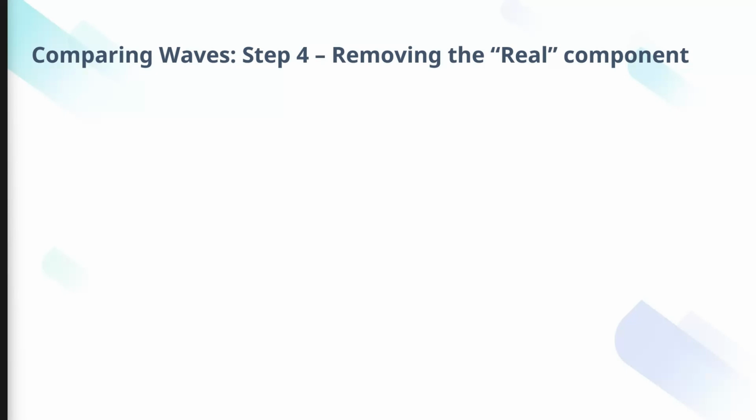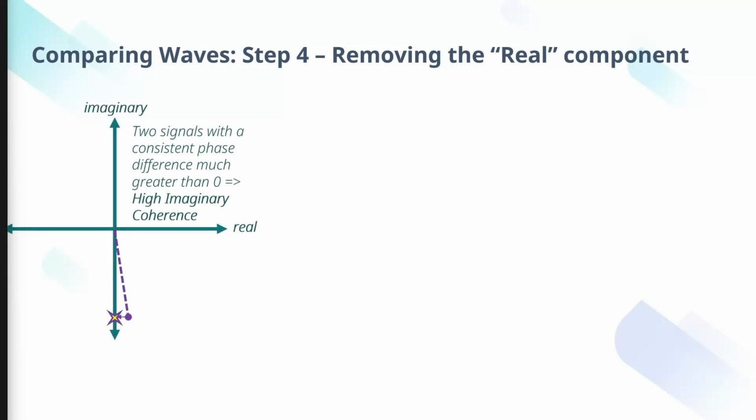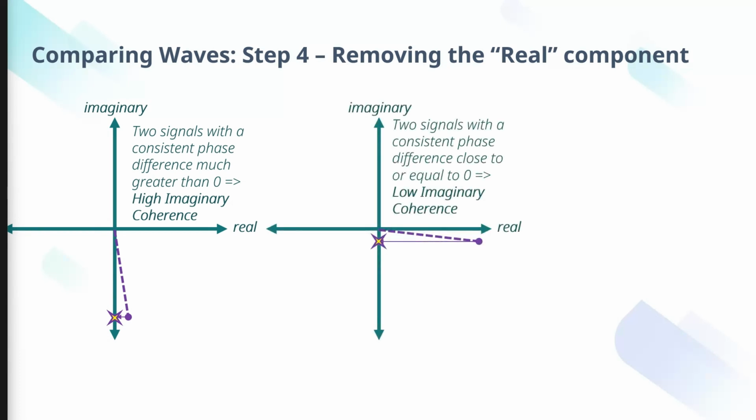So how do we do that in reality? We remove the real component. So we have two signals with really consistent phase, so it's still consistent, but it's far away from 0, and that amplitude is much greater than 0. When we ignore the real component and just look at the imaginary axis, we have high imaginary coherence. It doesn't matter if it's positive or negative, the outcome is the same, it's large coherence.